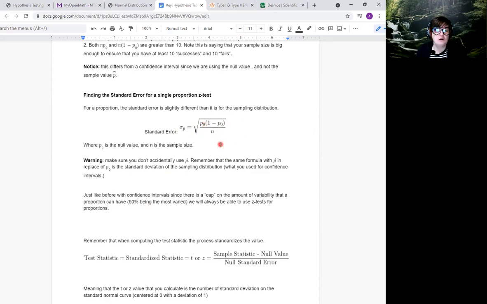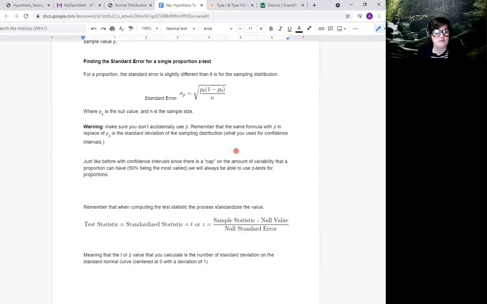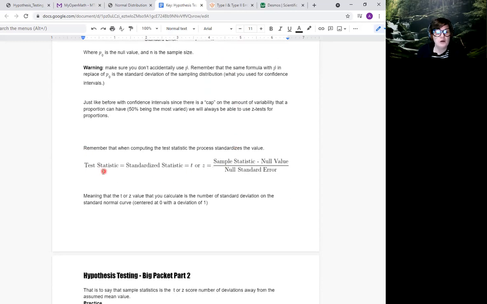So our standard error here is using the null value, i.e. p naught, the value that you are using to make that assumption in your hypotheses. So the value that you use in your null and your alternative hypotheses. And in general, the way that we find our T or a Z is the exact same. We do what's called standardizing.